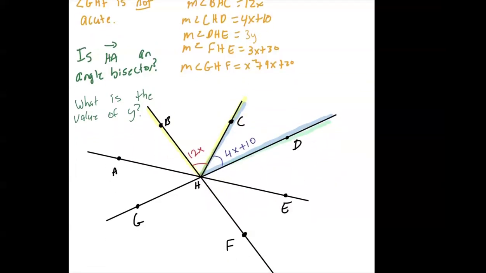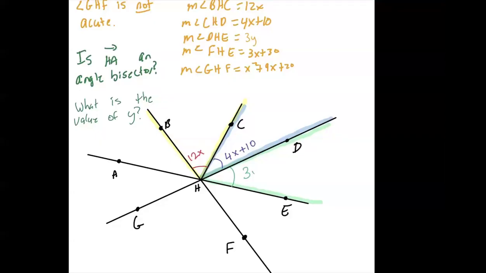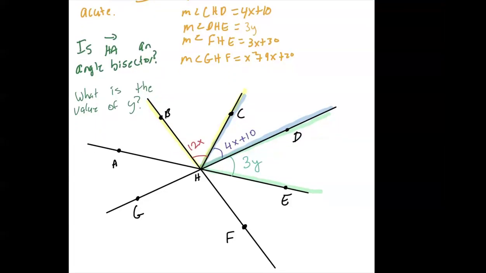DHE is 3y. FHE is 3x plus 30. GHF is how much? X squared plus 9x plus 20.